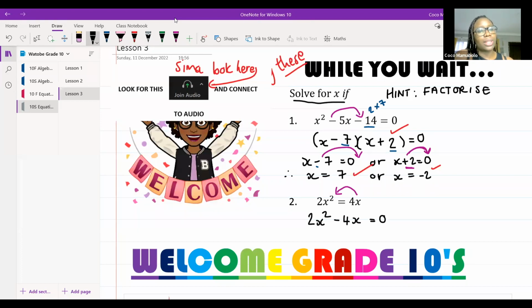Now, what can I do? Does anybody see anything that I can do here? Anybody? I know it's not a trinomial because I only have 2 terms. How can I factorize this? That's it, Ntokozo. Ntokozo says HCF. What is my highest common factor?